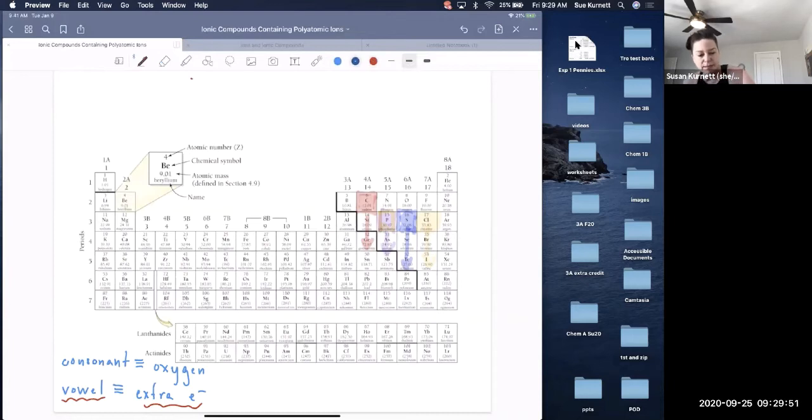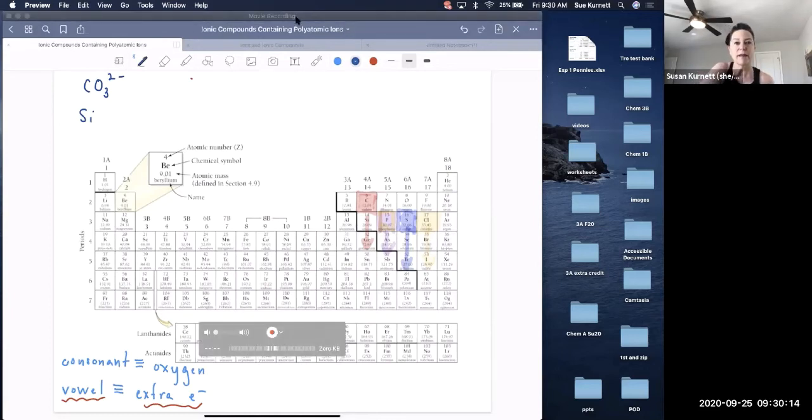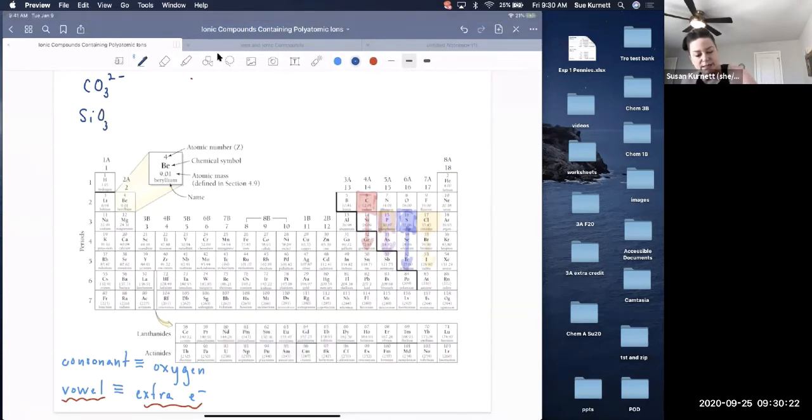So if I know carbonate has 3 oxygens and 2 extra electrons, and I was asked about silicate, ates in the same column behave in the same manner because columns are families. They behave in a chemically similar manner because they have the same number of valence or outer shell electrons. So however carbon behaves, the nonmetal below it, silicon, is also going to behave in that manner. And so silicate will also have 3 oxygens and 2 extra electrons.